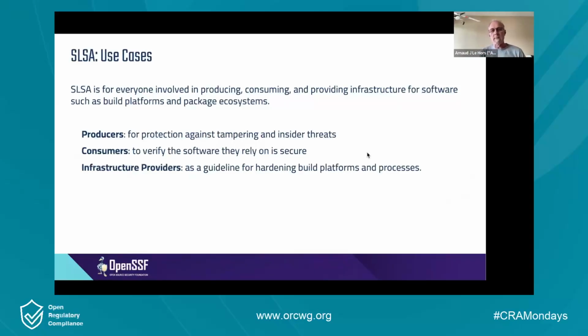So I touched a little bit on this part in my previous slide, talking about who it is for, right? It's for people who are producing artifacts, consuming them, or providing infrastructure, such as the build platform that you're going to use. For the producers, it's to have protection against tampering and insider threats. So how do you make the build more resistant to attacks? For consumers, it's a way to verify that what they are going to consume is indeed secure, that they can trust it.